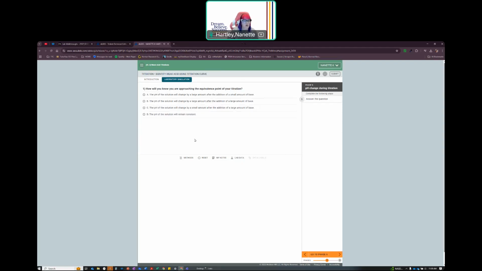How will I know I am approaching the equivalence point of the titration? The pH of the solution will change by a large amount after the addition of a small amount of base. The pH will change by a large amount after the addition of a large amount of base. The pH will change by a small amount after the addition of a large amount of base. Or the pH of the solution will remain constant. Well, it should change a large amount by the addition of a small amount.